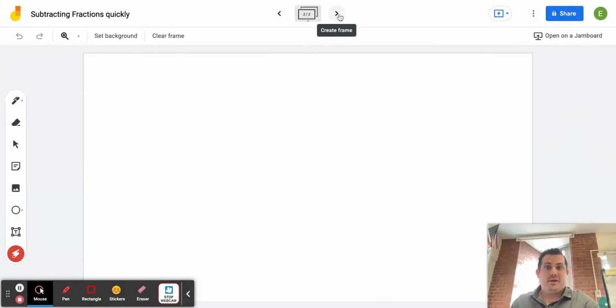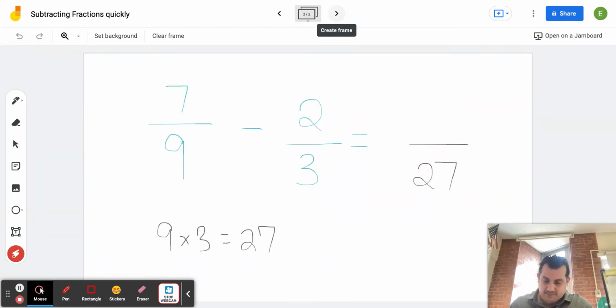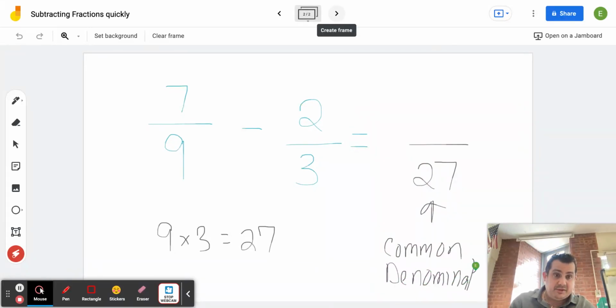Okay, I'm going to move my screen over here and say, let's try another one. What if I had 7/9 minus 2/3? Let's multiply our denominators. 9 times 3 is 27. This is our common denominator.